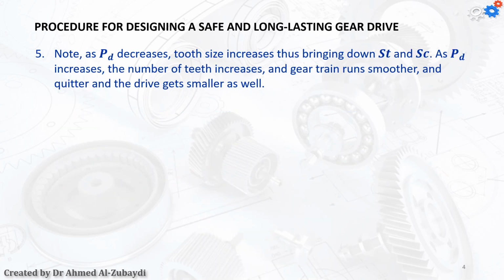So we have to know that as the PD value decreases, the tooth size will increase, and thus will bring down the values for the ST and the SC. As the PD increases, the number of teeth is going to increase, and thus the gear train runs smoother and quieter, and the drive gets smaller as well.